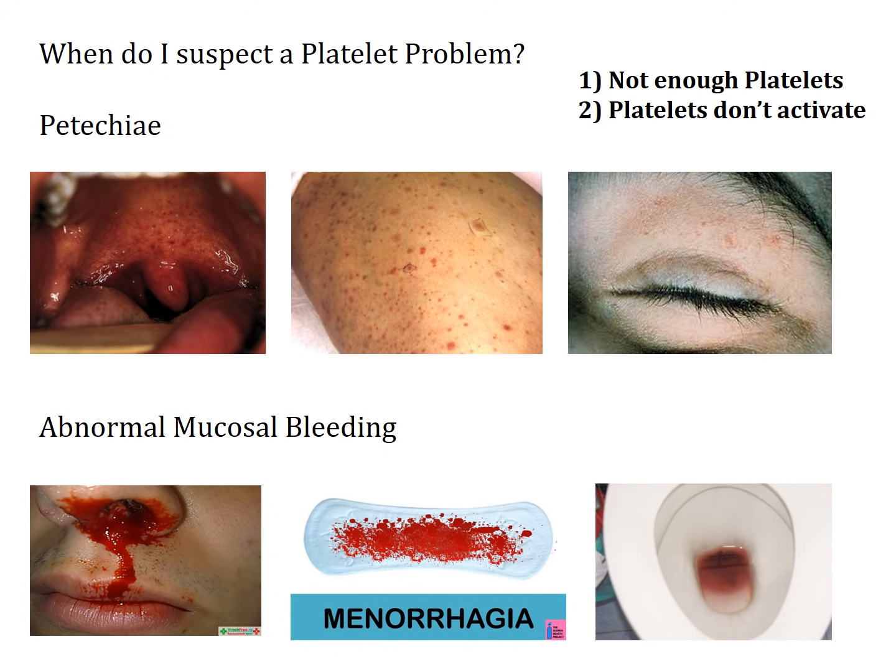And what else do you see in people with platelet problems? They have excessive bleeding, right? And they tend to have excessive bleeding from mucosal surfaces. So bloody noses, which won't stop. Menorrhagia, excessive menstruation. GI blood, rectal bleeding, blood in the toilet, right? So petechiae and mucosal bleeding. You see that, you got to suspect some type of platelet problem.